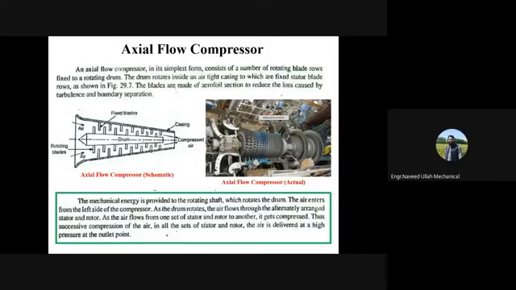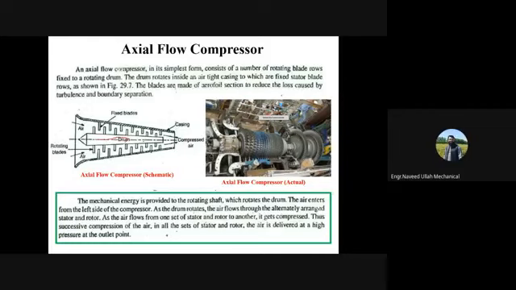Okay. Now the next topic is about the axial flow compressor. We have discussed this a little when we were discussing the gas turbine power plant, but let us look at this in detail, what this axial flow compressor is. So you see here that an axial flow compressor in its simplest form consists of a number of rotating blade rows fixed to a rotating drum.